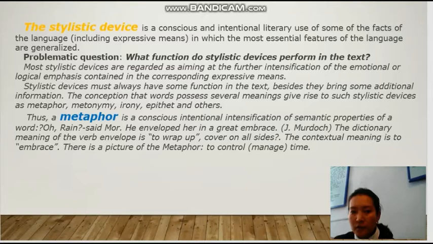And the next: the stylistic device is a conscious and intentional literary use of some of the facts of the language, including expressive means, in which the most essential features of the language are generalized.